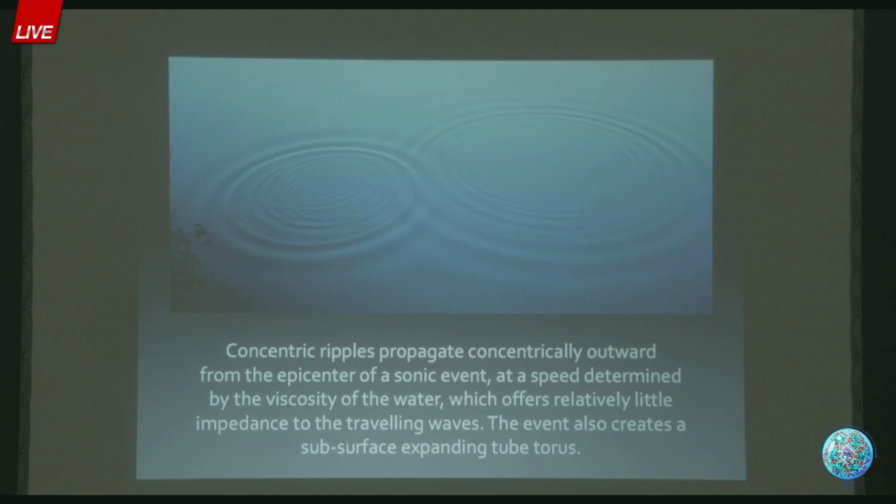One of the interesting aspects to it is the speed of propagation. What aspect of physics is causing that particular speed? Well, of course, it's the viscosity of the fluid, in this case, water. But the other thing that happens, and I've shown this in the lab and we've actually photographed it, is you get a tube torus created in the subsurface of the water. I didn't bring a photograph today to show you, but perhaps I should have done. But you do get a tube torus under the water.